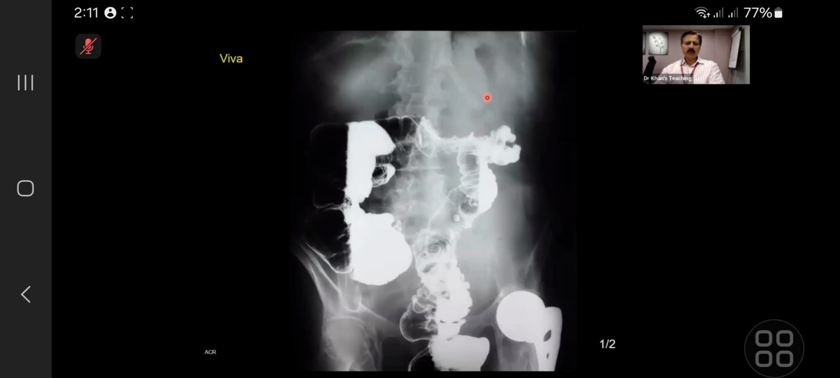Now, if you look carefully, there is something here. And I am again with candidate 3. Yeah. What do you think is this? What do you think is this? This is Linitis plastica, the stomach shadow.